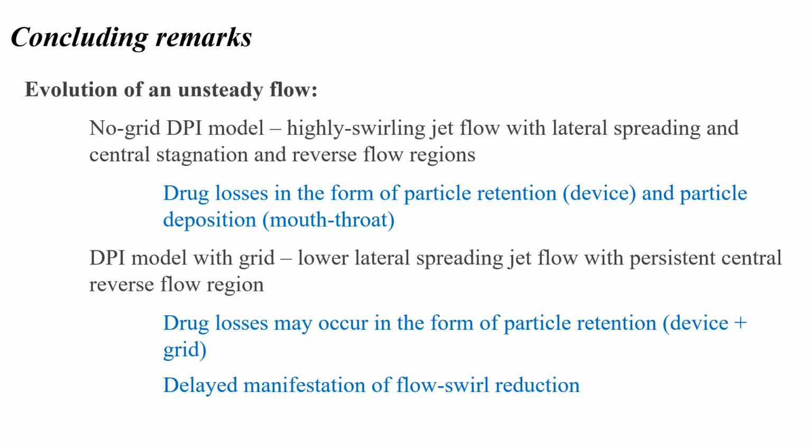The flow evolution for the DPI model with the grid showed that the emerging jet flow has lower lateral spreading, but has a central reverse flow region that persists for most of the inhalation period. This may lead to drug losses in the form of particle retention in the device and on the grid, and there is a delayed manifestation of the swirl-reducing and flow-straightening effect of the grid.